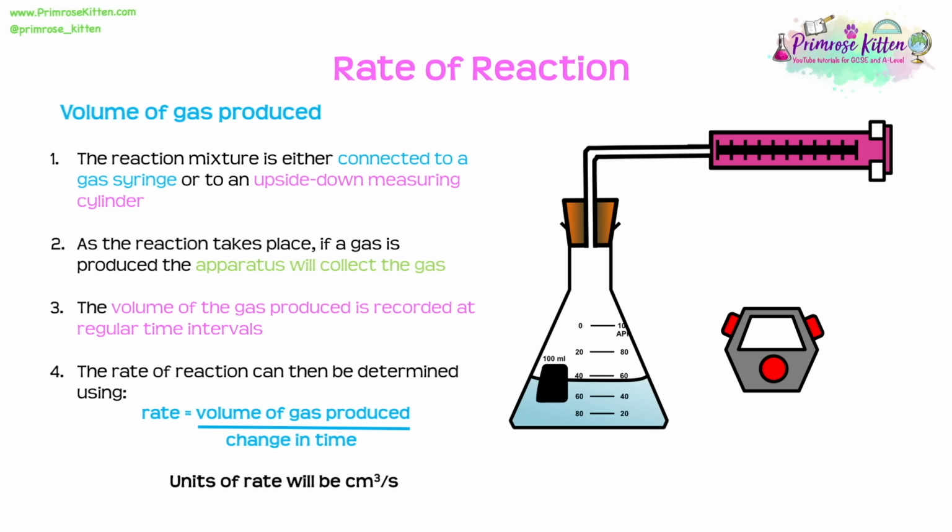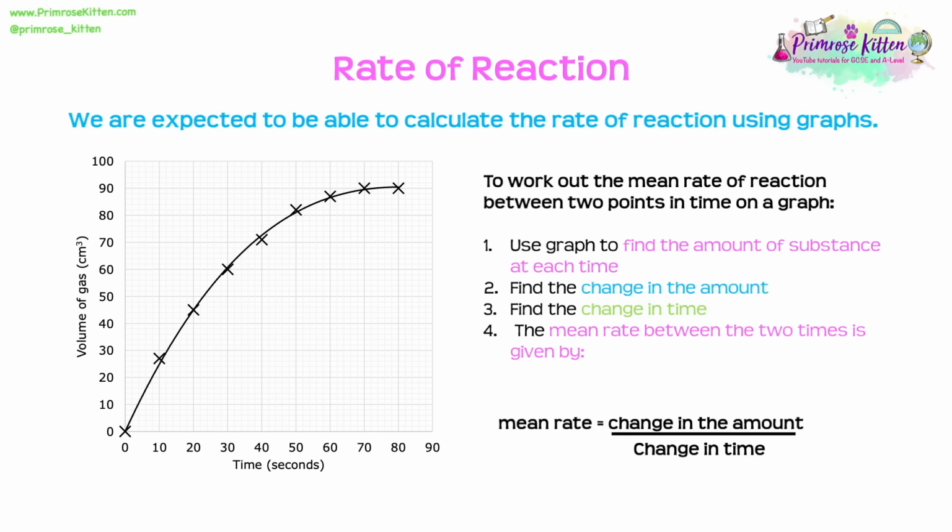We can record the volume of the gas at regular time intervals using our stopwatch to determine those. And then finally, we can calculate the rate of reaction using the equation that rate equals the volume of the gas produced divided by the change in time. And the units in this case will be centimetres cubed per second because of course we're measuring a volume in this case.